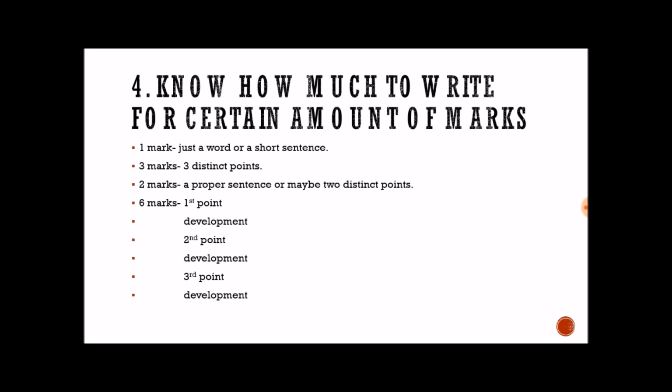So the fourth is the most important point. Know how much to write for a certain amount of marks, so you won't waste time writing loads and loads for fewer marks. In this case, for 1 mark you should just write a word or a short sentence. For 3 marks you should write 3 distinct points. For 2 marks you should write a proper sentence or maybe 2 distinct points depending on the need. For a 6 marker, remember this is very important. You should plot 3 different points and develop each point.